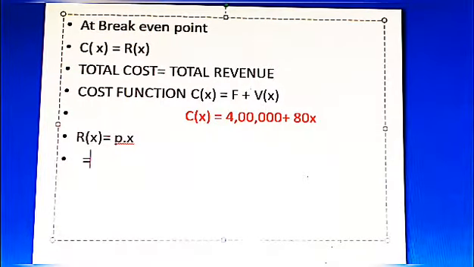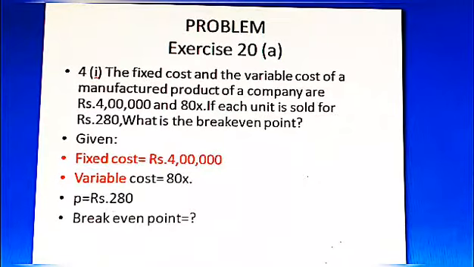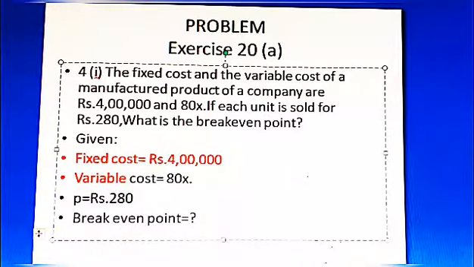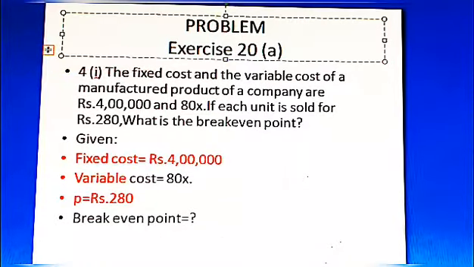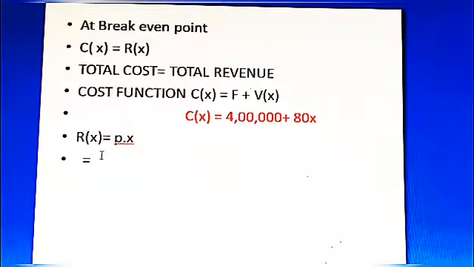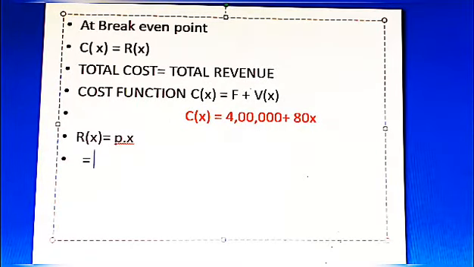Which is equal to the selling price, which is already given. What is the selling price here? Rupees 280. This is your selling price. Now we will find the total revenue. So selling price is 280, multiplied by x, which is your total revenue. Any doubts so far? No, right? Okay, good. So we found the total cost C of x and we calculated the total revenue, that is R of x.